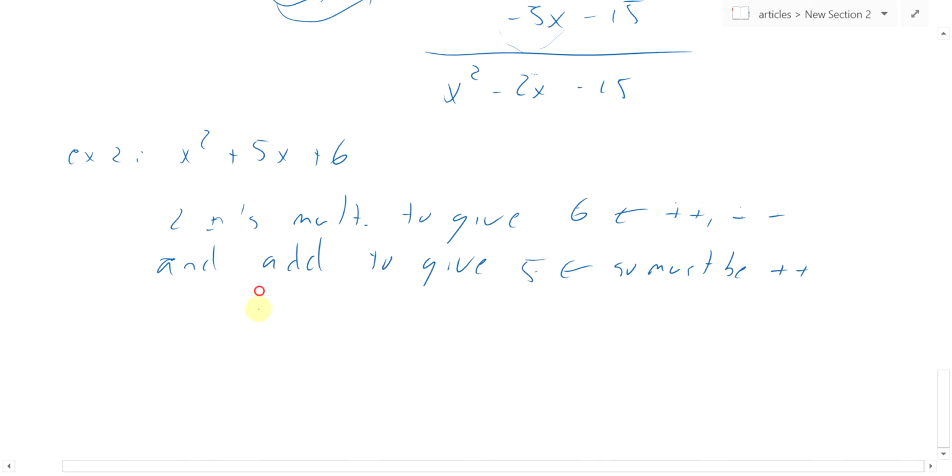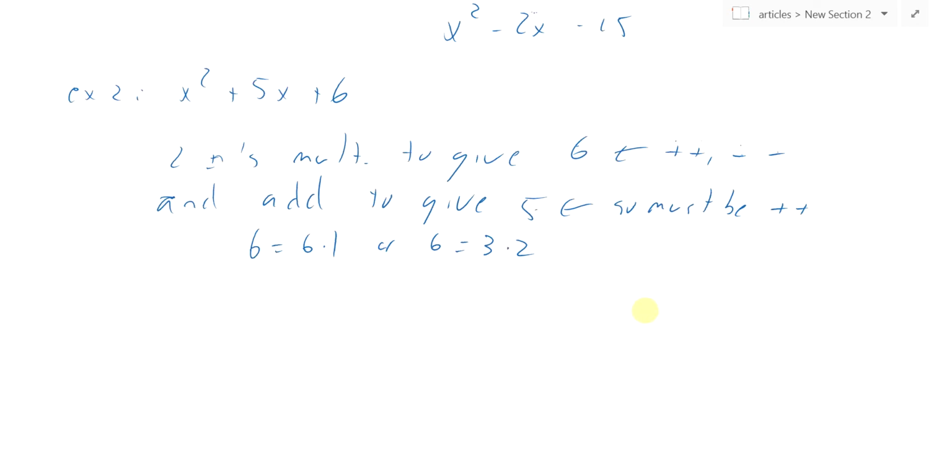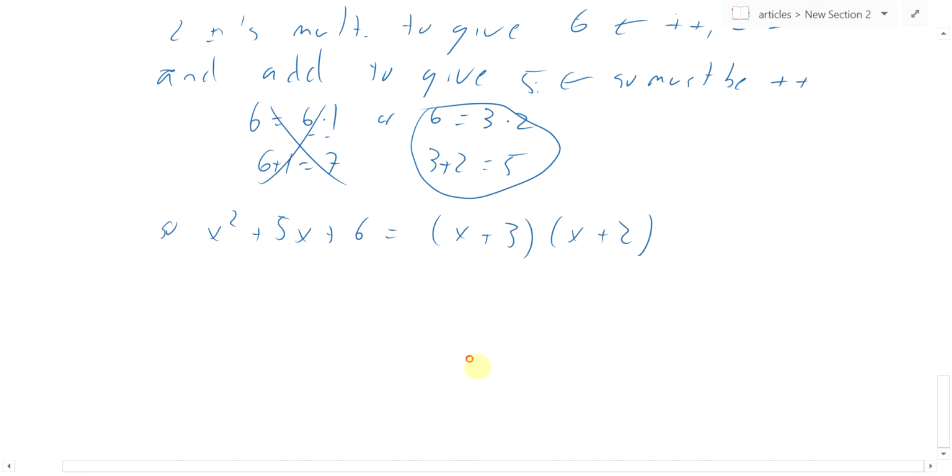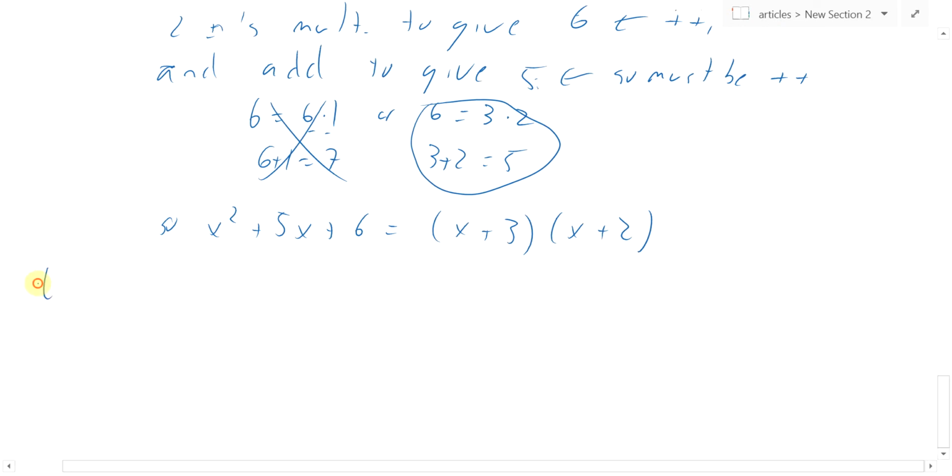So we just break down 6. 6 is 6 times 1, or 6 is 3 times 2. That's really the only kind of multiplications that will give you 6. 6 plus 1, these two numbers here, that gives us a 7 when you add them, so that's not useful. 3 times 2, well, 3 plus 2 is 5, and that's what we want. Boom. So x squared plus 5x plus 6 is x plus 3 times x plus 2. Not too bad. Okay, so that's sort of the basic quadratics. There's something that the book calls the AC method.